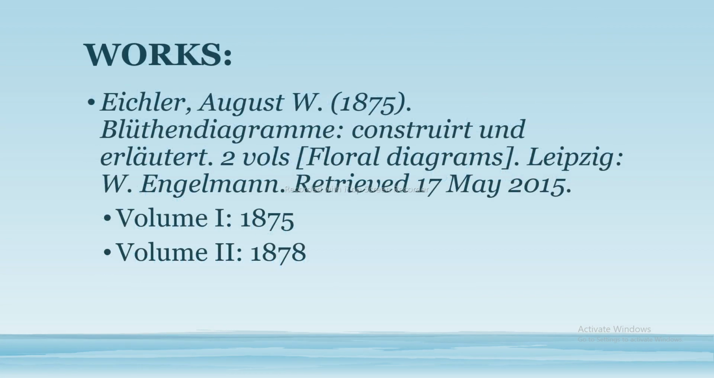Next I am going to discuss his works. Eichler, August Wilhelm, 1875, Blüthendiagramme, construirt und erläutert, 2 volumes. Floral diagrams, Leipzig, Wilhelm Engelmann, retrieved on the 17th of May 2015. Volume 1 was published in 1875 and the second volume was published in 1878.